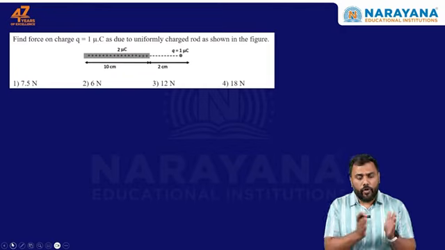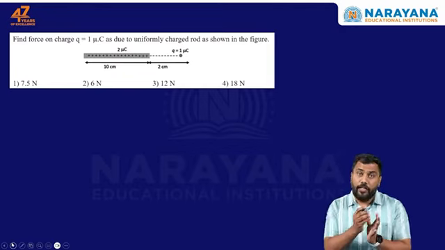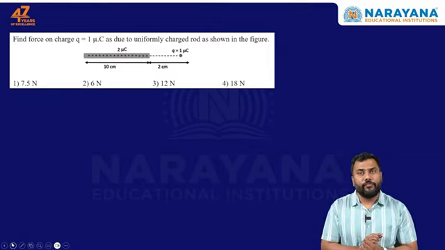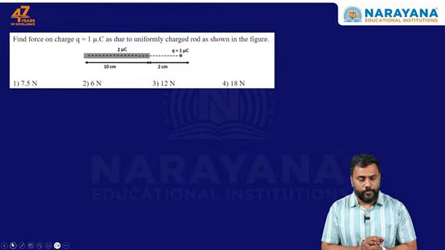Here we have a rod which is uniformly charged, and there is a point charge also placed along the length of the rod at some distance from one of the ends of the rod. The point charge is 1 microcoulomb, and the rod has a charge of 2 microcoulomb distributed uniformly on 10 centimeter length of the rod. What they are asking us to find is the force on the charge q due to the rod.